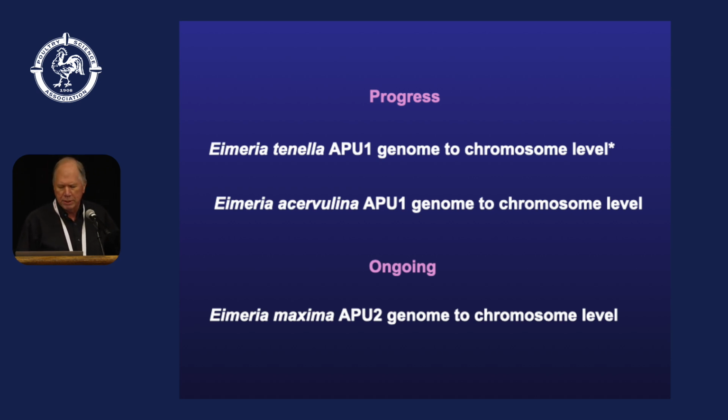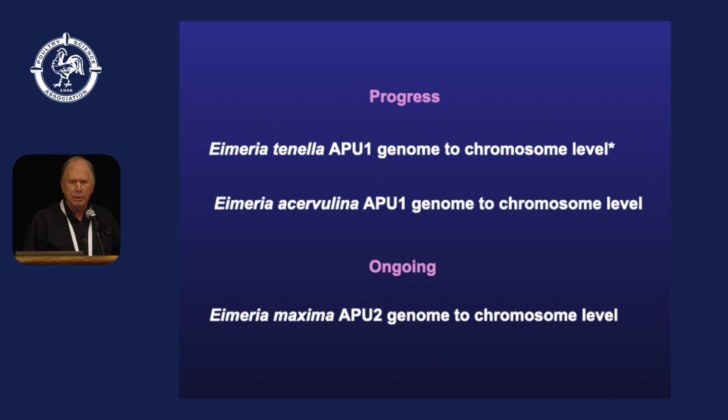The progress on sequencing so far has been good but frustrating. Eimeria tenella APU1 genome we've got that to the chromosome level. There's 15 chromosomes. That was based on scaffolding, again, using the Eimeria tenella identified by the Sanger group in the UK. Independently, we've done the Eimeria cerevisiana APU1 genome to the chromosome level, and that will be submitted for publication next week.